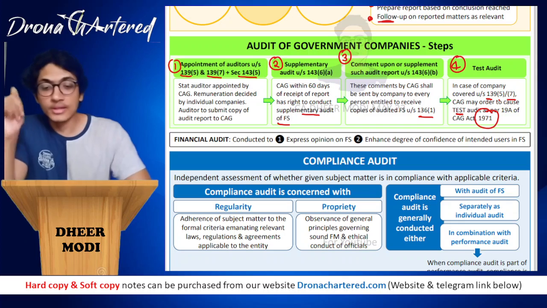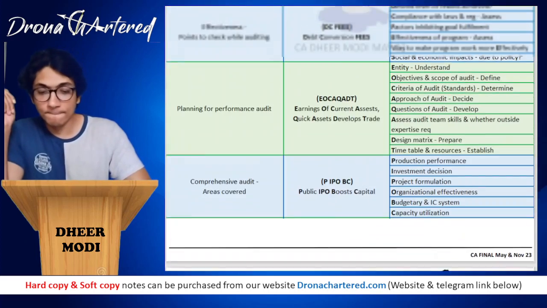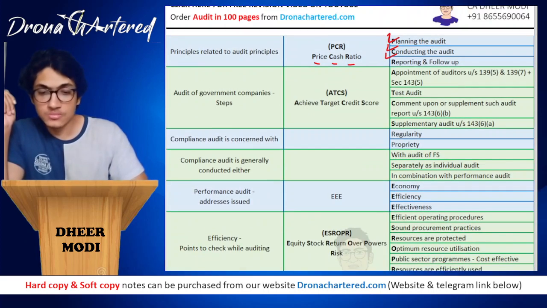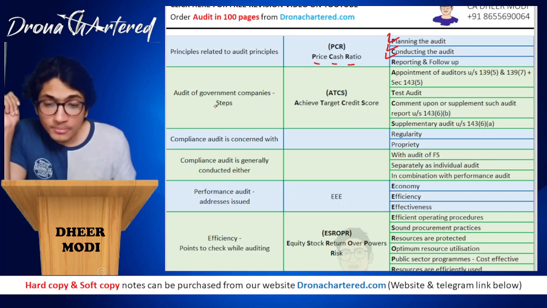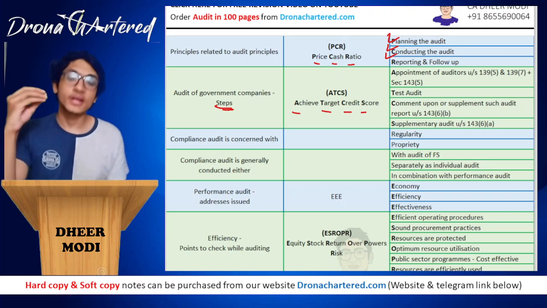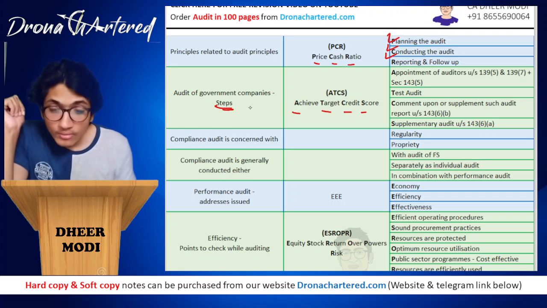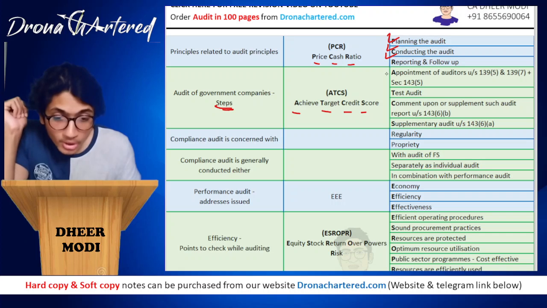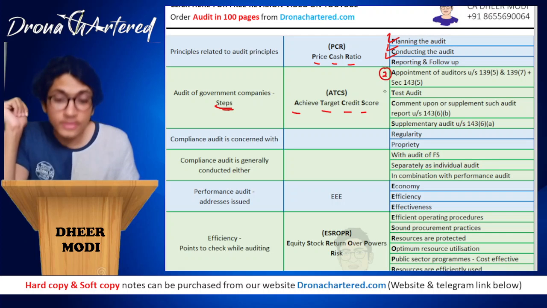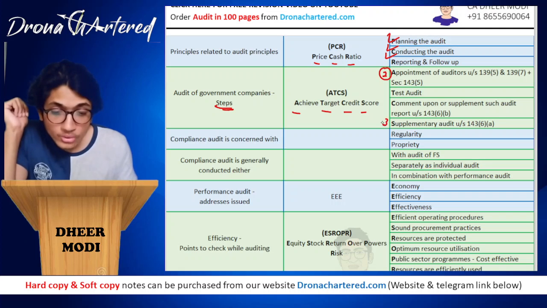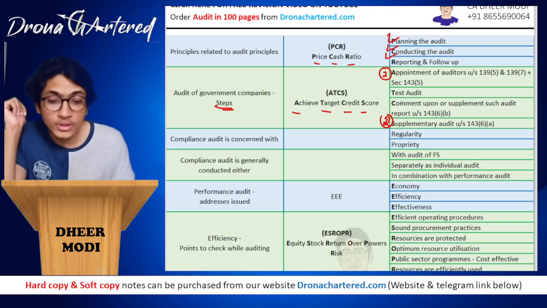Okay, let's see the key that we made for this. Audit of government companies steps, that is your mnemonic, achieve target credit score. Over here I've mixed and matched, but you do not mix and match. Your first is appointment of auditor. Then second, if you remember, we did 143(6)(a), that is you can supplement the audit report. Then third was comment upon, and fourth was your test audit.